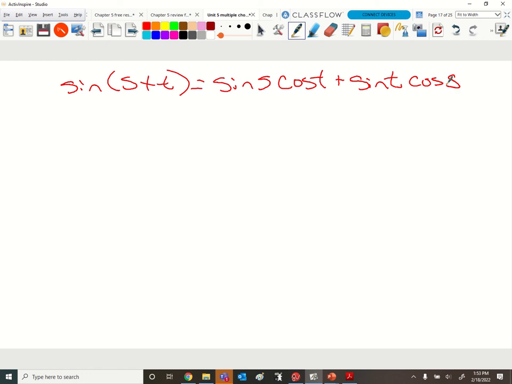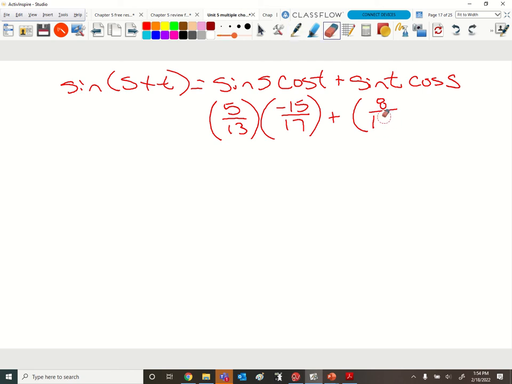All right, so go ahead and start plugging in. So sine of s, what do we come up with for sine of s? 5 over 13. Cosine of t? Negative plus sine of t? 8 over 17? Okay. And cosine s? There we go.